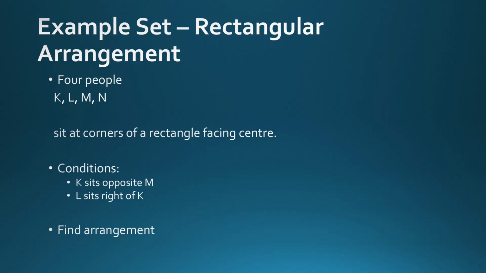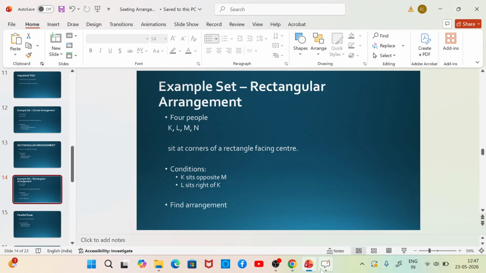Four people K, L, M, N sit at corners of a rectangle facing center. Conditions: K sits opposite M, L sits right of K. Find arrangement. Okay. So we'll fix one corner and proceed. So let's solve this one.